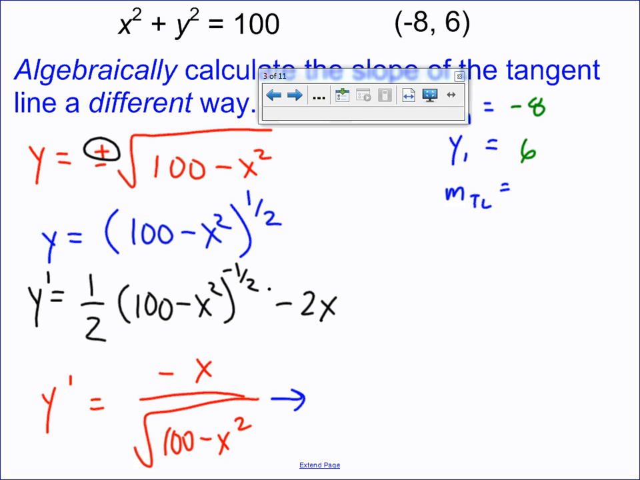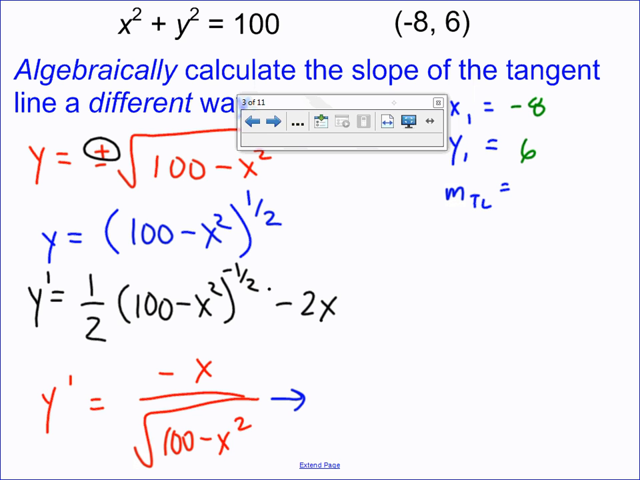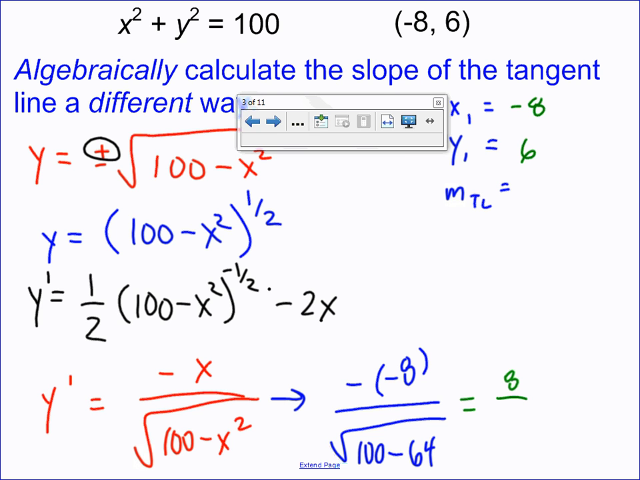I'm now going to evaluate this at the point when x equals negative 8, so we'll go ahead and get opposite of negative 8 over square root of 100 minus negative 8 squared is 64, so 100 minus 64, and that is 8 over 100 minus 64 is 36, so square root of 36. So I'm getting 8 over square root of 36 is 8/6, and 8/6 is 4/3. We win.